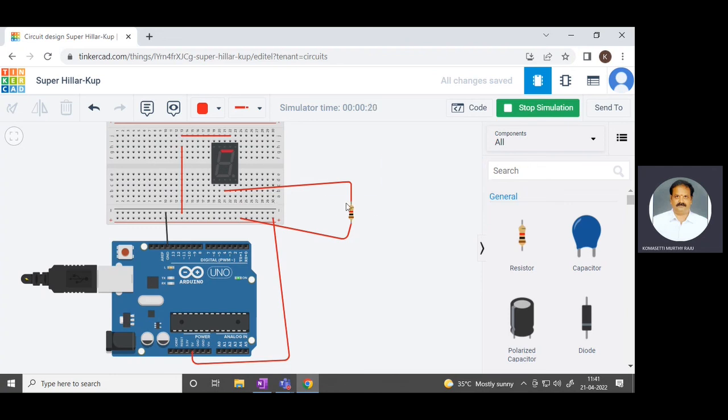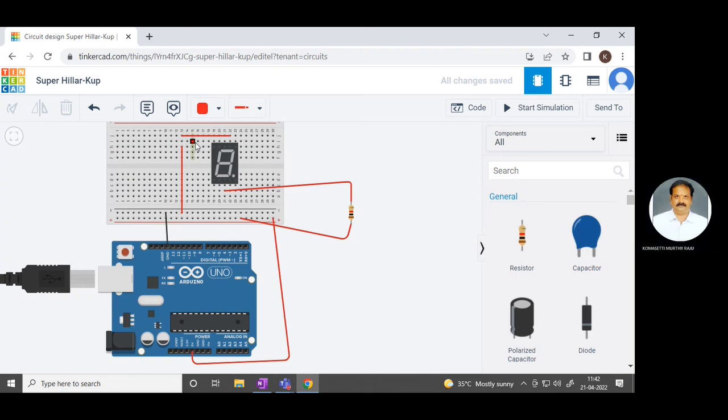In common anode 7-segment display, these are the 2 common points. These common points are connected to VCC supply. These 2 common points are internally connected. That common point is connected to VCC through resistance. And A, B, C, D all are connected to ground for verification purpose.